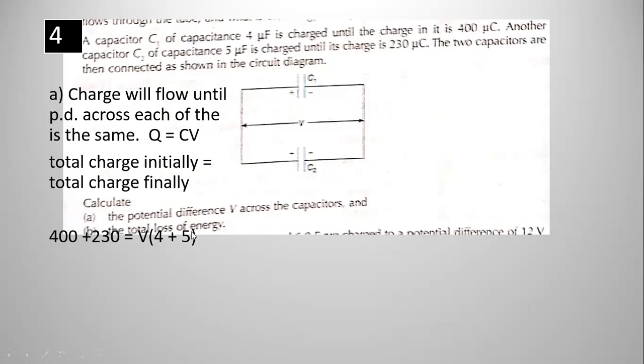Charge finally is just C times V. C is 4 plus 5. I'm basically using microfarad, that's why I didn't convert it. I'm using the same microfarad here. 4 plus 5. Final potential is V. Yeah. Then I get my answer.